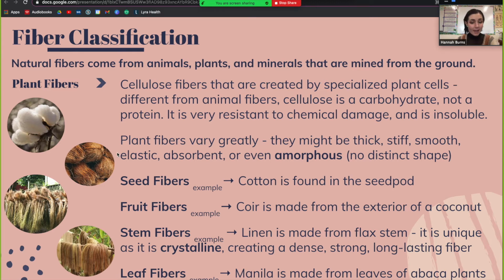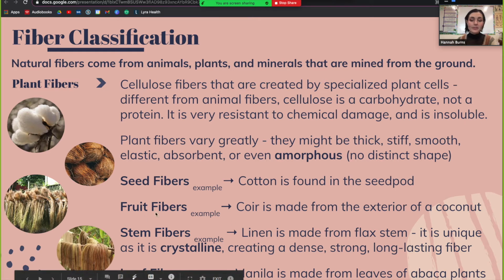There's stem fibers such as linen. Linen is made from flax stems, and you can see here these are all of the stems. It's being dried right now, and flax is unique because it's crystalline. So that creates a really dense, strong, long-lasting fiber. Linen is also really nice because it's cool and it's thin, so it's great for warmer climates.